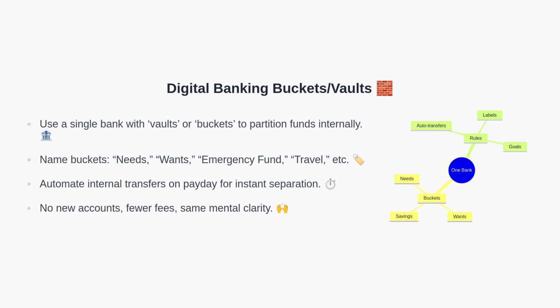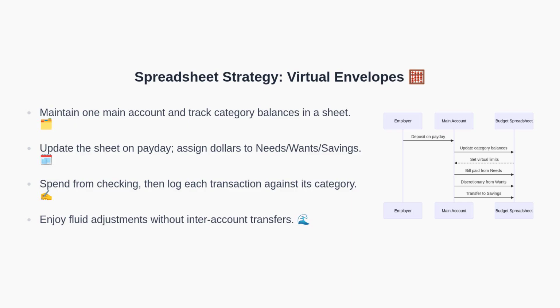If you want even more flexibility without moving funds at all, the spreadsheet approach is next. With the spreadsheet strategy, you keep funds in a single account but assign each dollar to a category virtually. On payday, update your sheet to reflect the current balances for needs, wants, and savings. As you spend, log each transaction and deduct it from the appropriate category. This keeps flexibility high and reduces the overhead of frequent transfers.